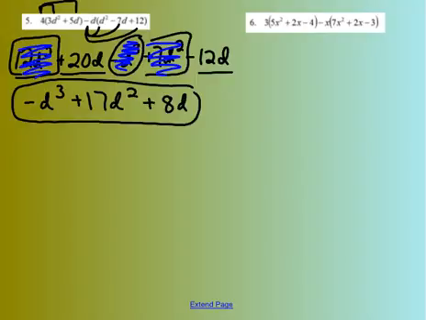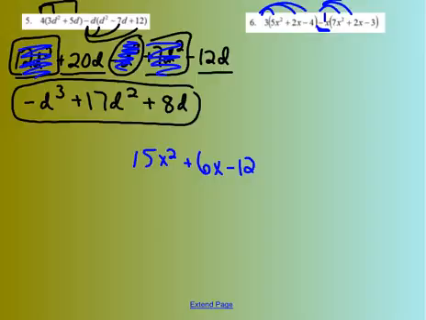Alright, so let's try this again. So I'm going to do 3 times 5 is 15x squared. 3 times 2x is plus 6x. 3 times negative 4 is minus 12. Make sure you see this is a negative 1 here. This is like a negative 1x. Okay, so that's why on the last one I switched the sign every time.